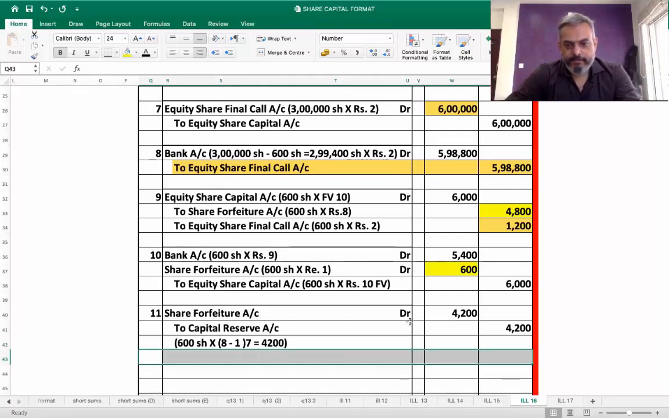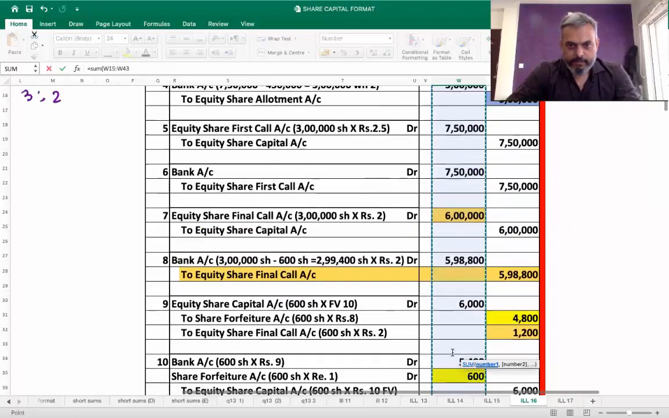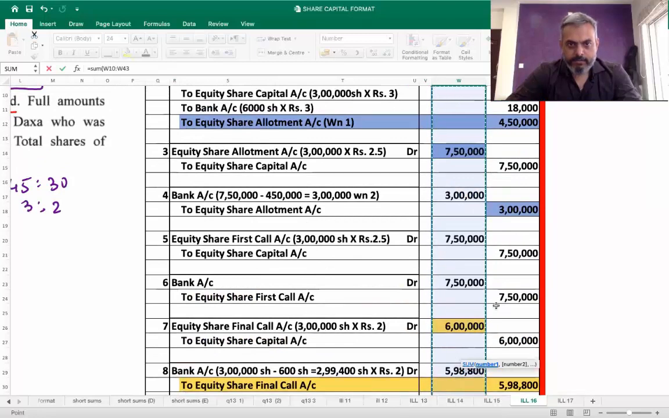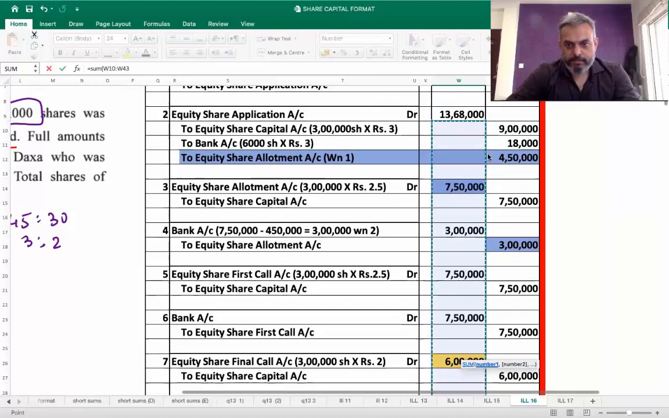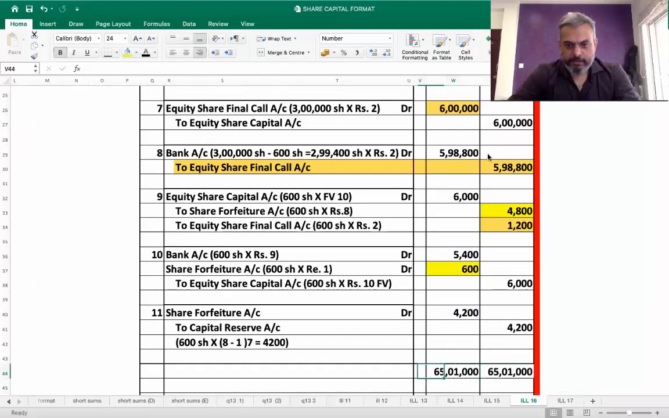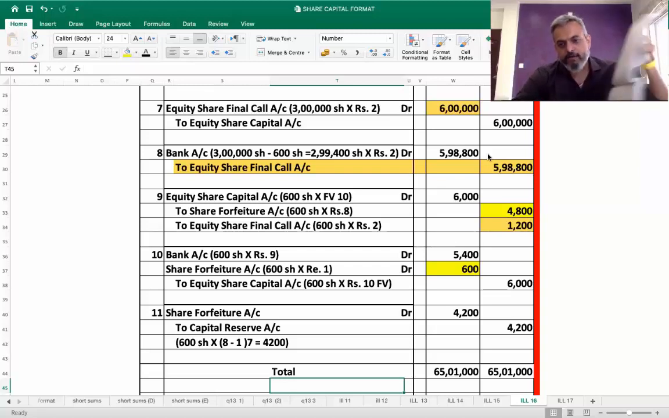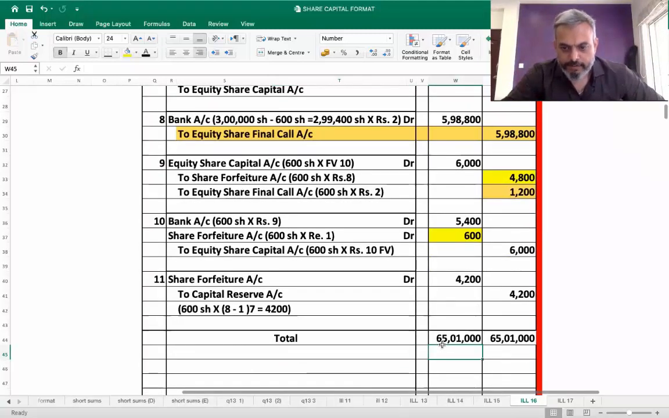Sum is complete. Complete underline. Do the totals. Yes, it should tally. 65 lakh is not a number to be interpreted. 65 lakh 1,000 debit should be equal to 65 lakh 1,000 credit. That is how we have to see if there is some arithmetic error or not. Double underline it.